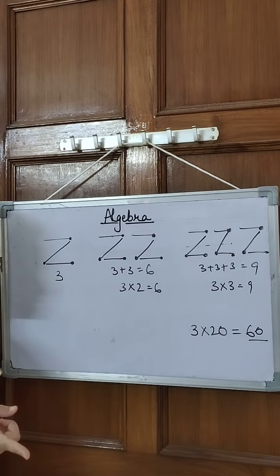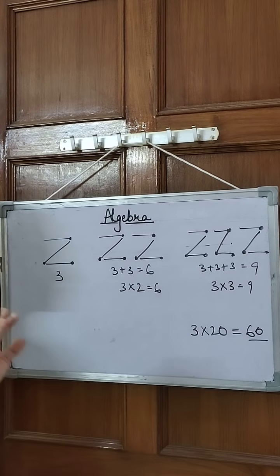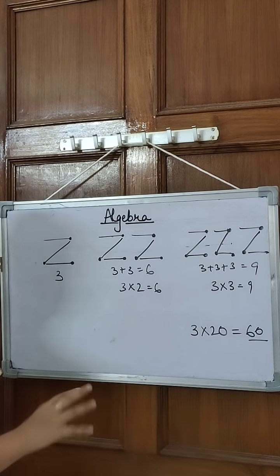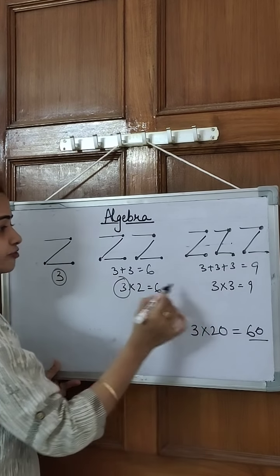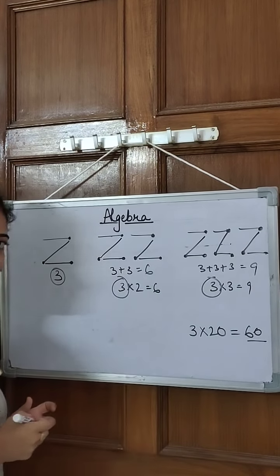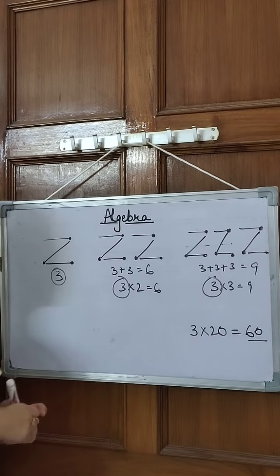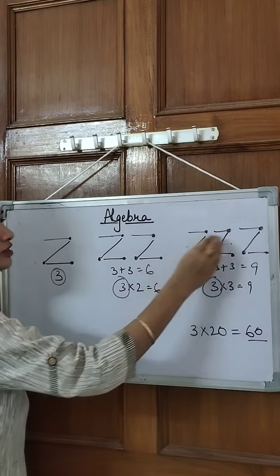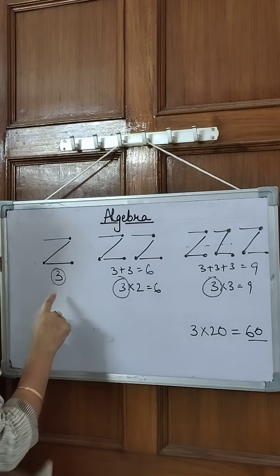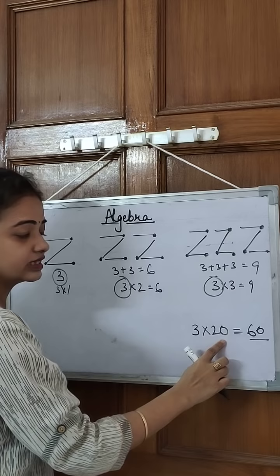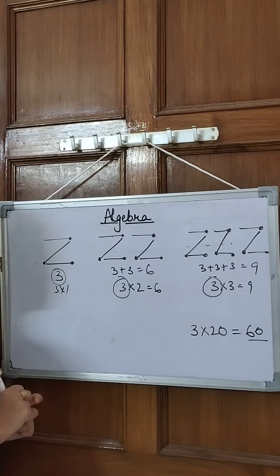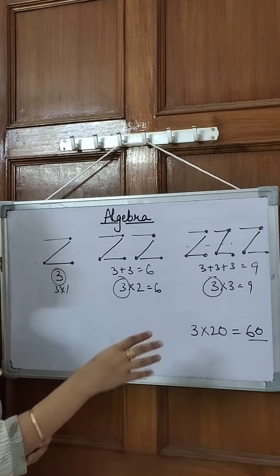What is now changing here? As I said, I have to convert it into variable and constant. So identify variable and constant. This is constant: the number of matchsticks used for one pattern. Now what is changing here? The number of Z, the requirement for the Z. Here it is 1, 2, 3, 20. So what is variable here is the number of Z.